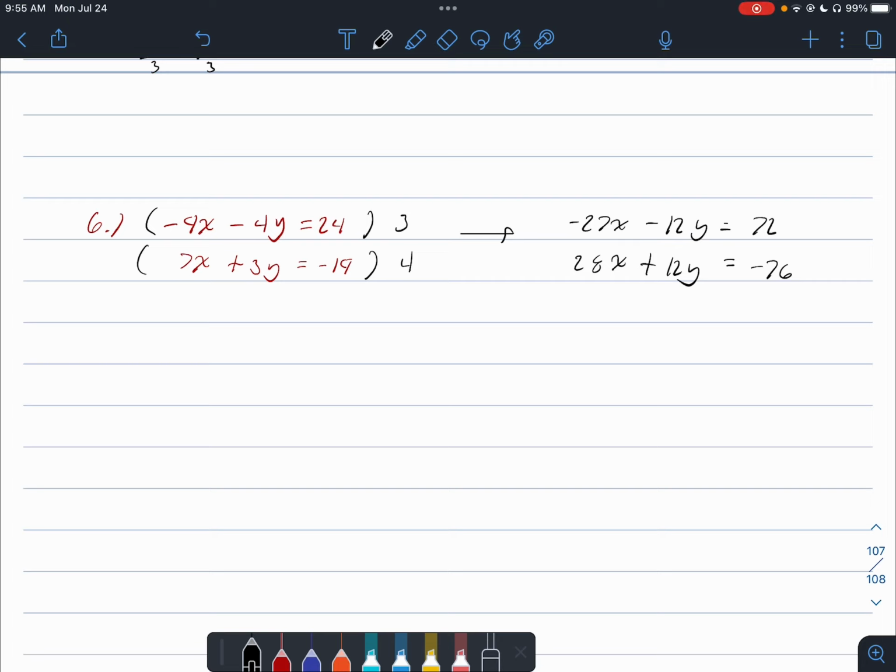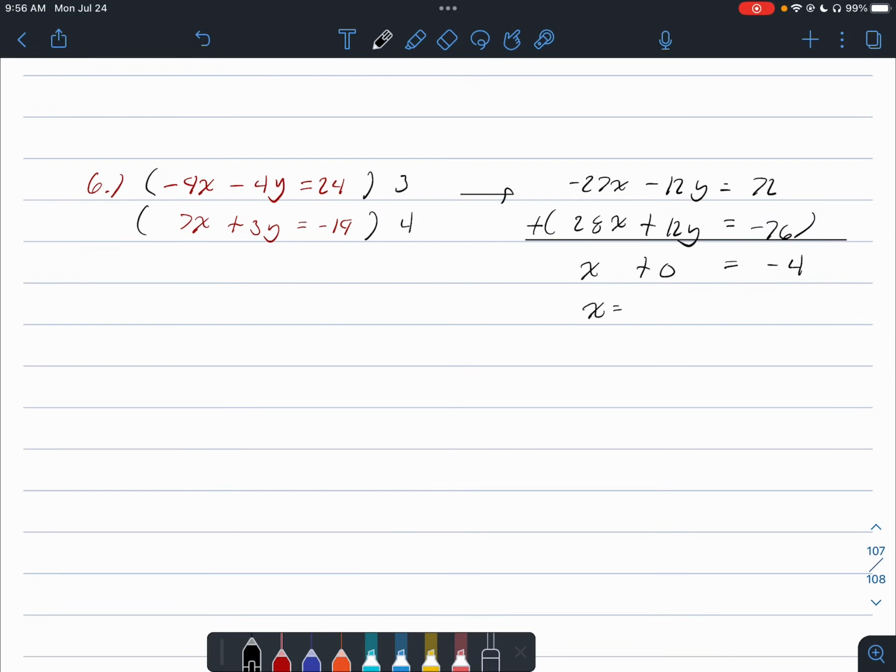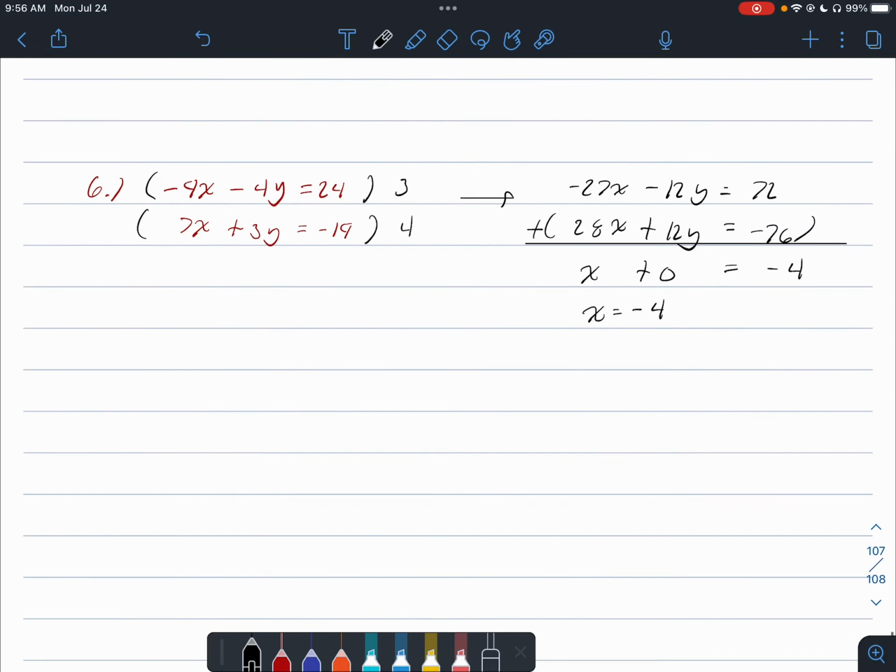So now we have this new system of linear equations over here, and we can actually add them, and we should be able to get rid of this y variable here. So if we have negative 27x plus 28x, we get just x. Negative 12y plus 12y gives us 0. And then we have 72 plus a negative 76. That's going to give us negative 4. Okay? So we have x equals negative 4.